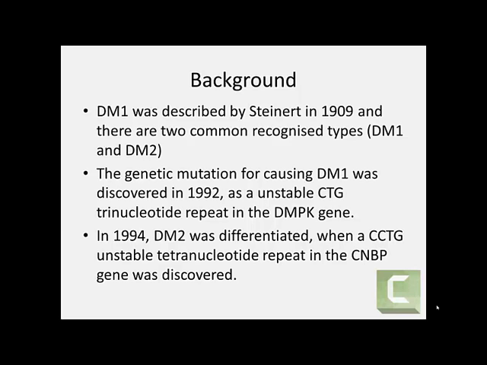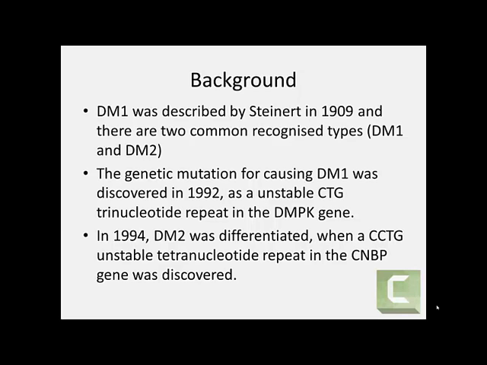Myotonic dystrophy was first described in 1909 via its clinical features of muscle weakness and myotonia. This was known as Steinert's disease, or in the modern day context, DM1. In 1992, the causative gene was discovered to be the dystrophia myotonica protein kinase gene, or DMPK. The gene has become altered by possessing an unstable trinucleotide repeat, which led to conformational changes within the RNA.